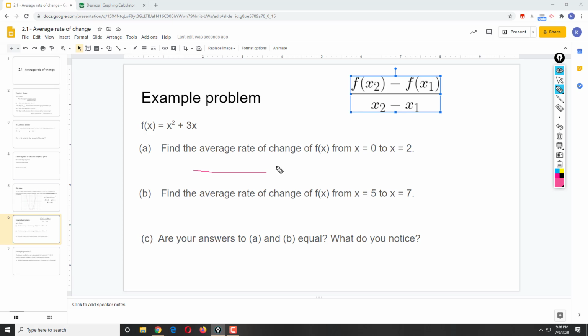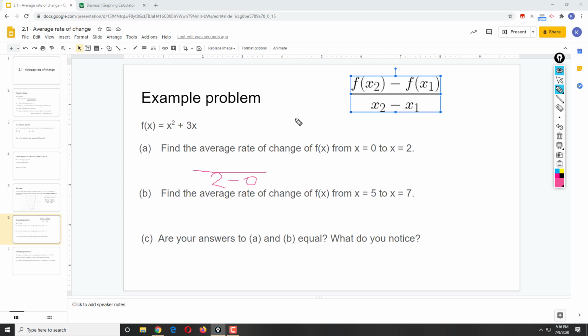So we know that x1 is 0, x2 is 2, because we're going from 0 to 2. So x1 is 0, x2 is 2.